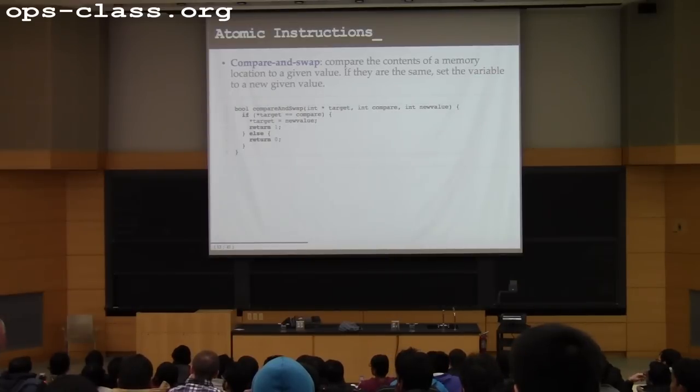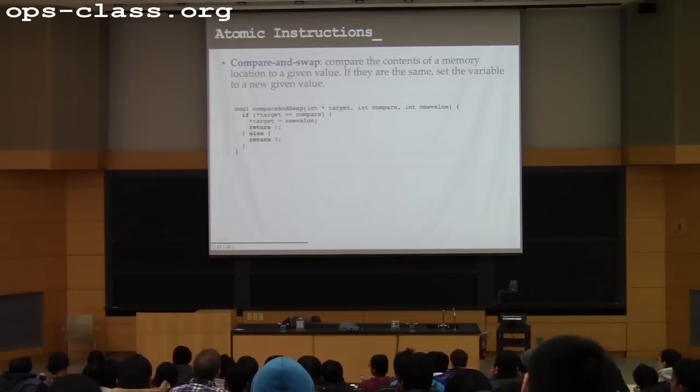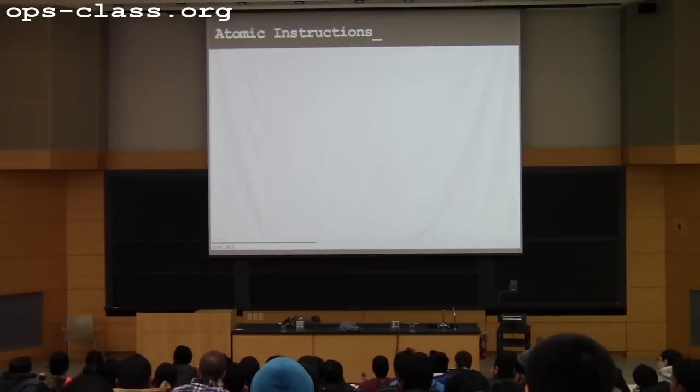It could be 1, 2, 3, or 4, but the same core that gets back 0 is going to be the core that sets the value to whatever they sent it. So if, for example, core 2 gets 0 back from the compare and swap, it knows that the value is 2, right? Because it won. It won the compare and swap.